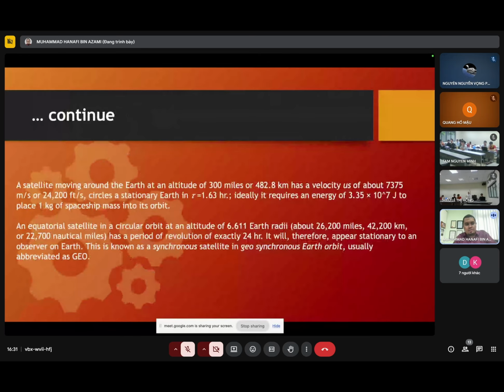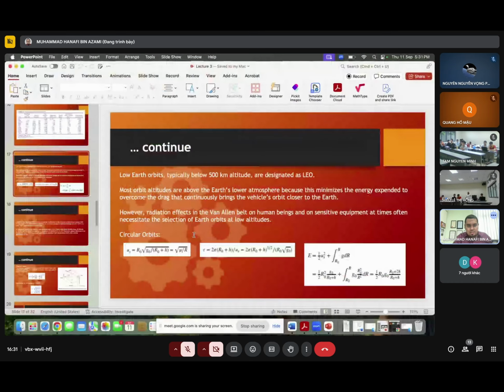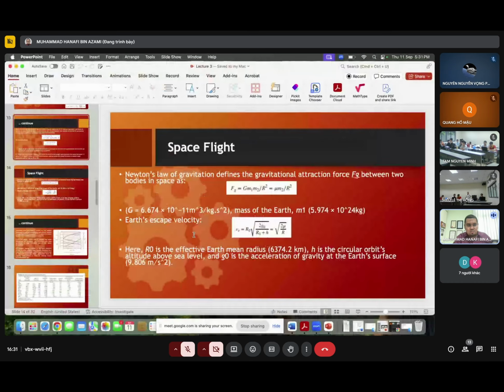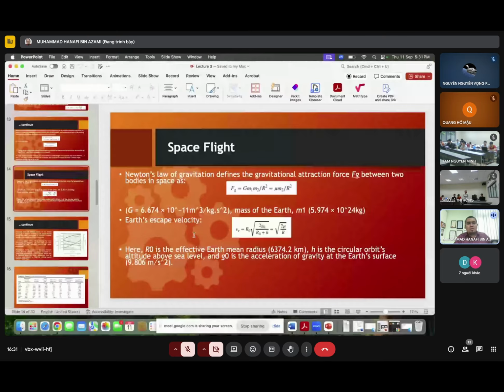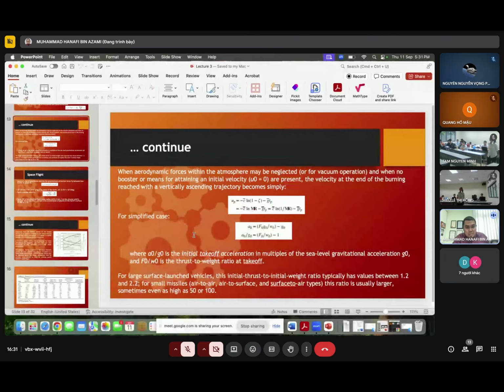Let me check. What is the slide number? Okay, space flight is slide 14. So we are already in the middle, so I have to stop here. Slide number 14, we will do this next week.